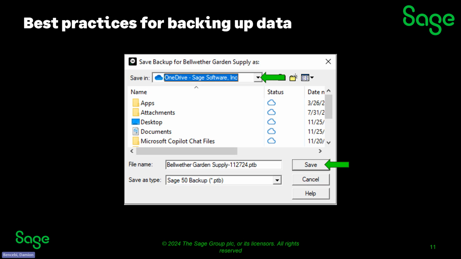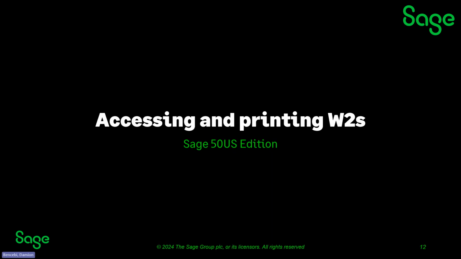Other methods of backing up your data, such as using our automatic backup configuration tool and Microsoft 365's automatic cloud backups, will be provided at the end of this presentation. Let's continue with how to access your payroll tax forms and the printing of your federal tax forms W-2s.